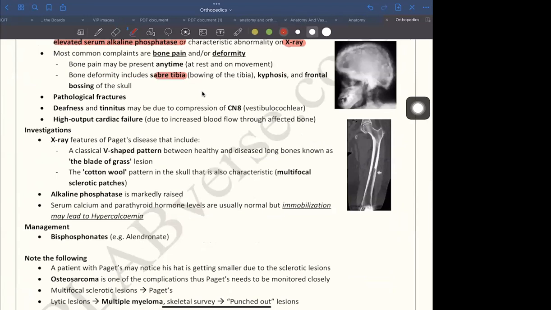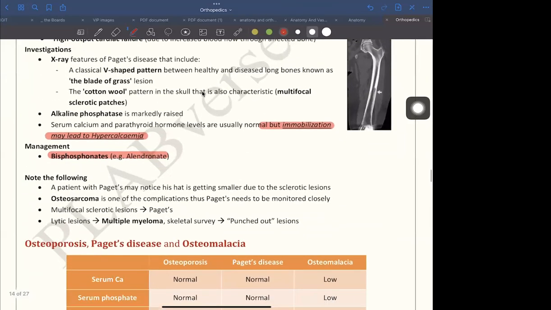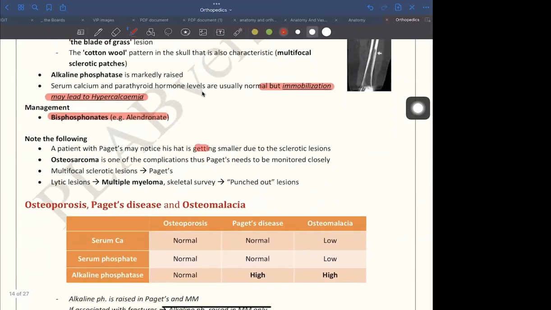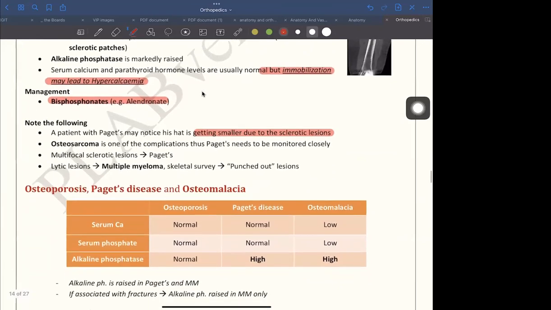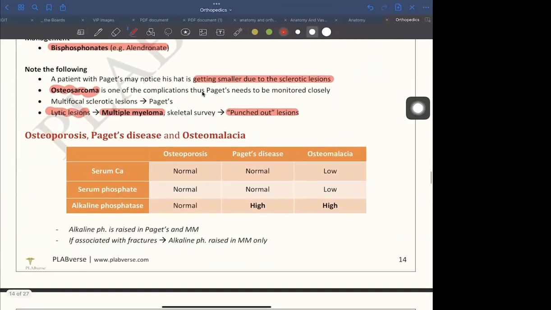X-ray is diagnostic. Alkaline phosphatase is high in all patients. Serum calcium and parathyroid hormone levels are usually normal, but immobilization may lead to hypercalcemia. Management is giving alendronic acid or a bisphosphonate. Note, a patient with Paget's disease may notice they are getting smaller. Sclerotic lesions are seen, and osteosarcoma is a very high risk in Paget's disease, while lytic lesions, called punched out lesions, usually appear in multiple myeloma.